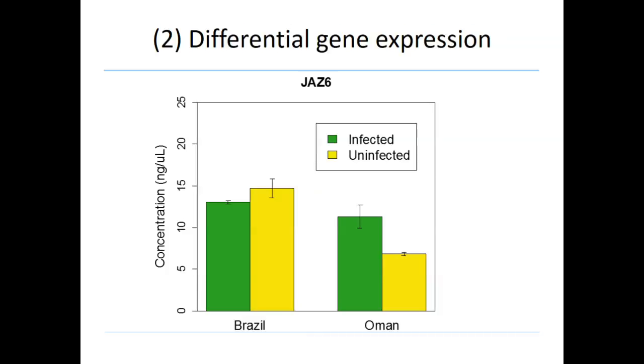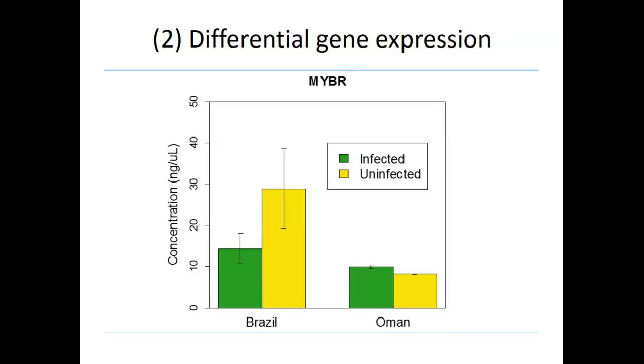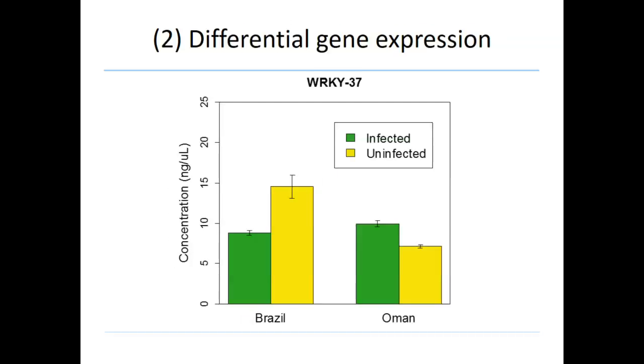The most significant difference we found was that the jasmonate signaling pathway in Oman, if you're infected, is significantly upregulated. And that's theoretically what causes the brooms to flourish. It's all that branching caused by increased jasmonate signaling. Whereas in Brazil, if you're infected with an asymptomatic infection, the jasmonate signaling pathway is significantly downregulated compared to a healthy plant, which could indicate why it's asymptomatic. And again, a very similar story is found in the MIBA genes and this WRKY gene.